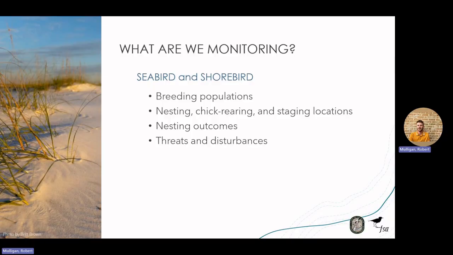What data are we collecting? The BBP provides instruction on how to monitor shorebird and seabird breeding populations. These are counts of adult breeding birds, nesting, chick rearing, and staging locations, nesting outcomes, so whether or not a nest was successful, and any threats or disturbances that may be present. This could be predation, anthropogenic causes, or anything else that threatens successful nesting.